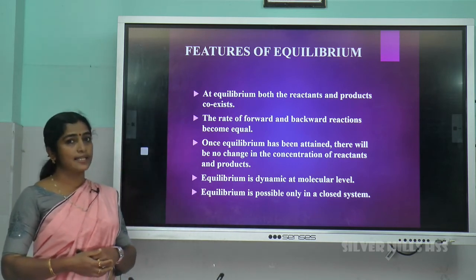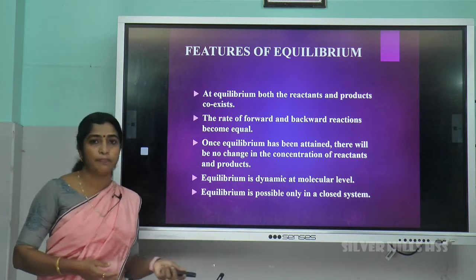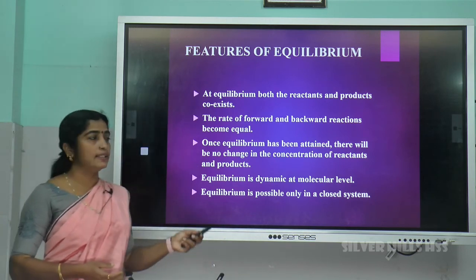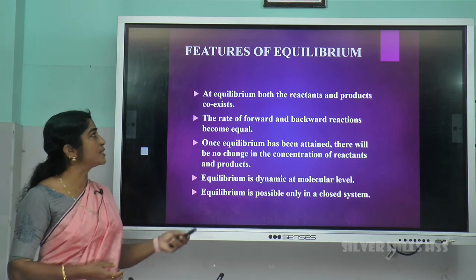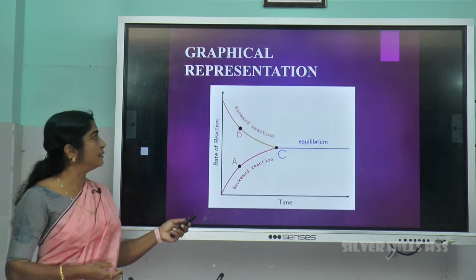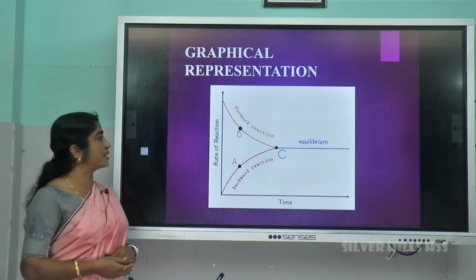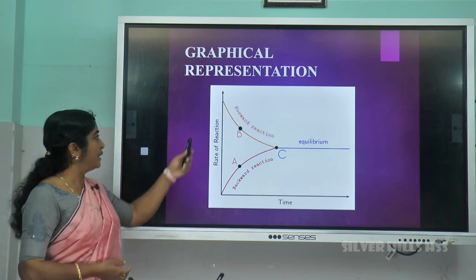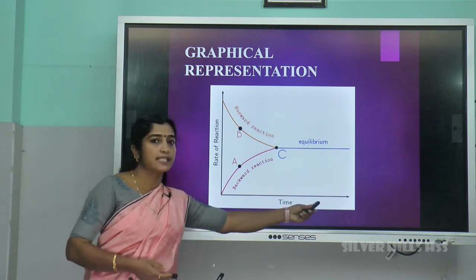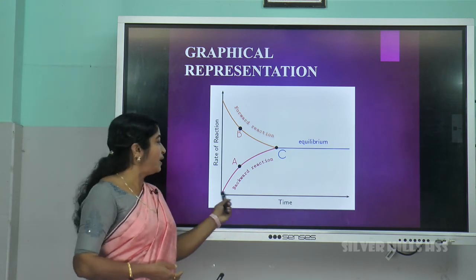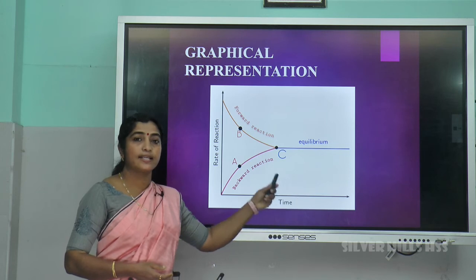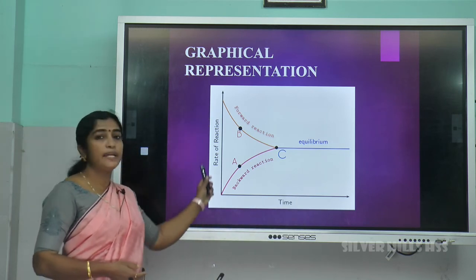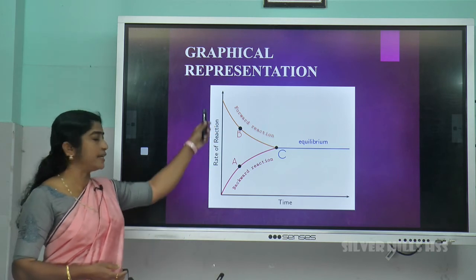Now, let us see how to represent a reversible reaction in a graph. That is the graphical representation of a reversible reaction. Let us see how to represent it. We have a y-axis as well as an x-axis. On the x-axis, let us take the time of the reaction, and on the y-axis, the speed of the reaction, the rate of the reaction.